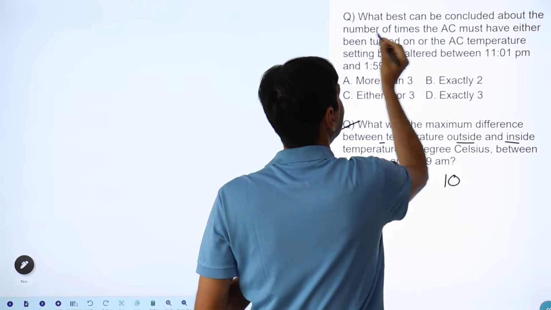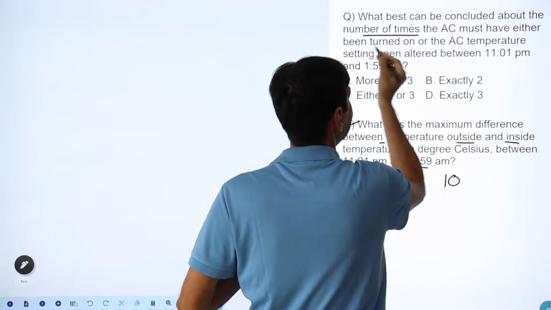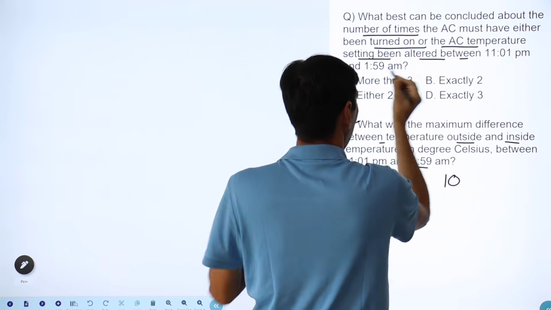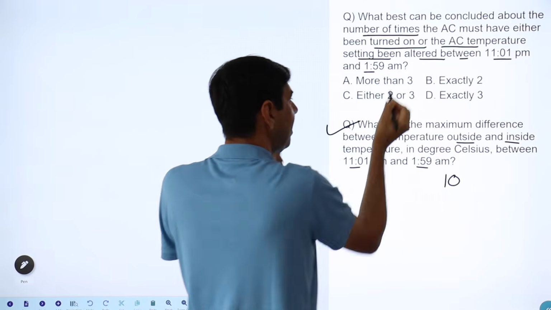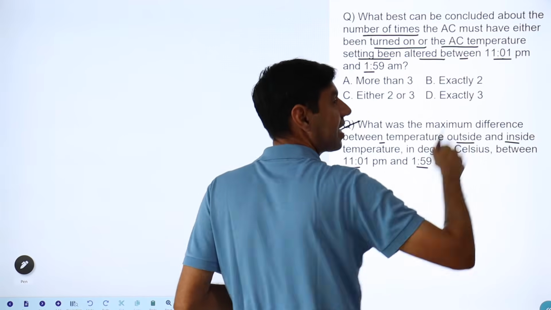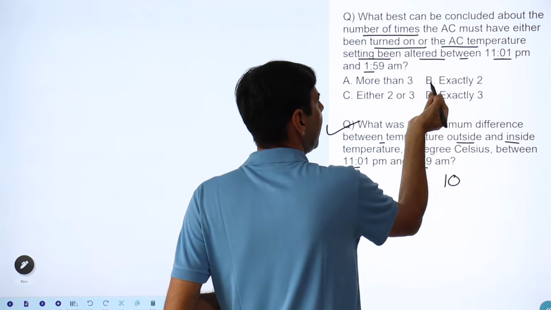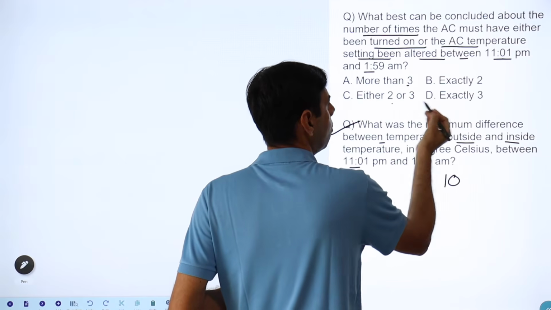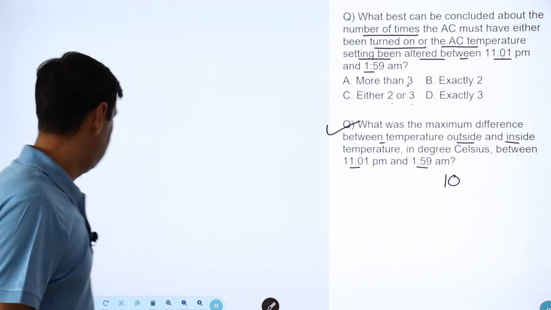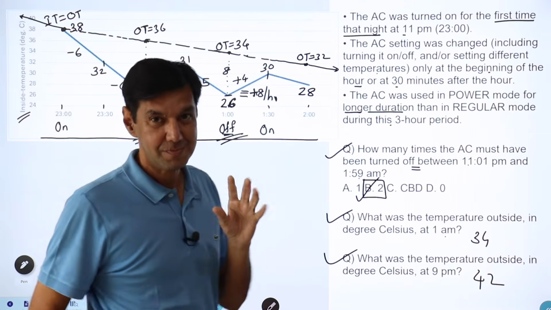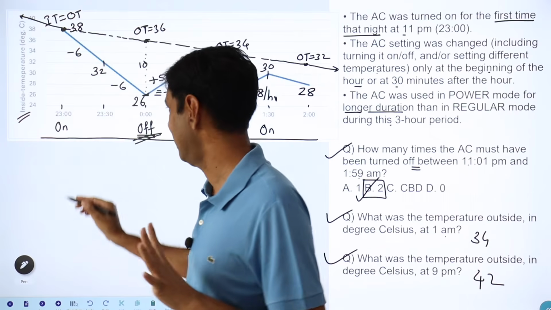What best can be concluded about the number of times the AC must have been turned on or the temperature setting altered. Again, at 11 and 2, don't worry. Start after 11, stop before 2. Okay, and how many times? More than 3, 2, 2 or 3, exactly 3. So that's the one which takes more time here. So now here, pay attention, this is also interesting.